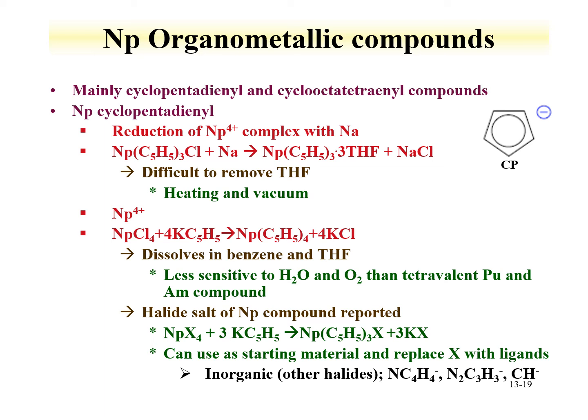In neptunium-4, a similar synthesis, again with a chloride starting compound, we can get the 4 Cp ligands around the neptunium. This dissolves in benzene and tetrahydrofuran and allows spectroscopic examination of this material to be performed.